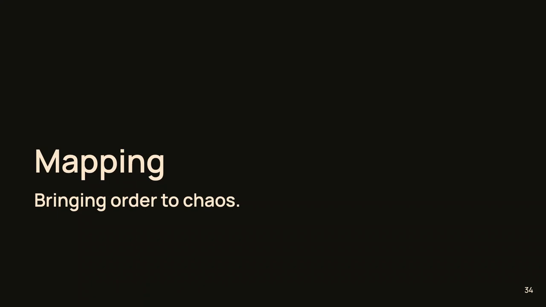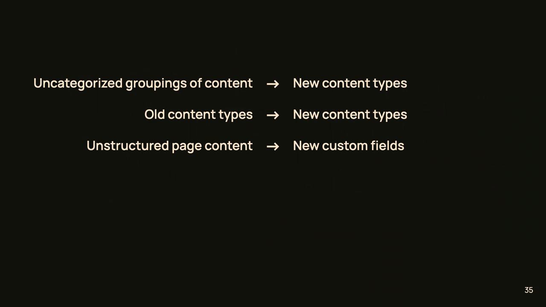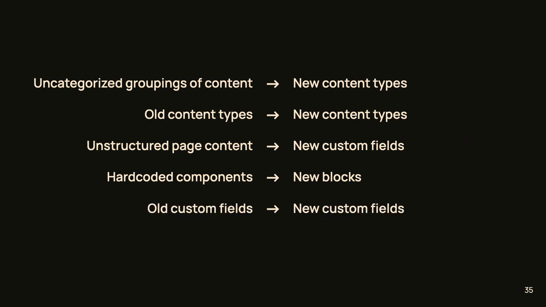And that's really, you could see it as bringing order to maybe what was a chaotic old site. So this is our chance to add some structure to what might have been very unstructured previously. So when we're looking at that, we're thinking about things like maybe you have some groupings of uncategorized content that might make sense as a new content type. You probably have old content types, and that might just simply translate into new content types on your new site. Might be some unstructured page content as well. That might end up making sense to translate into some new custom fields. Similarly, you might have some hard-coded components on some of your pages that should actually turn into new reusable blocks.